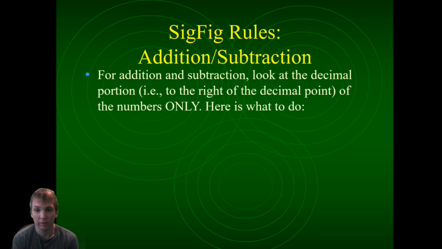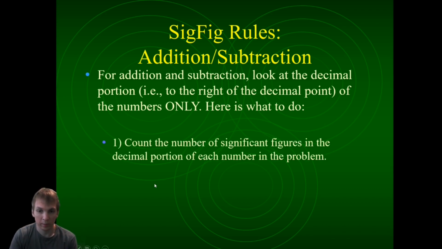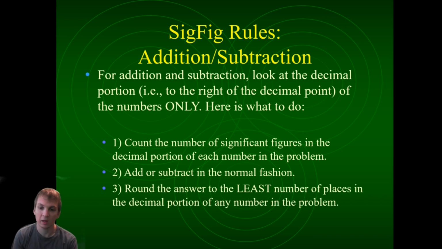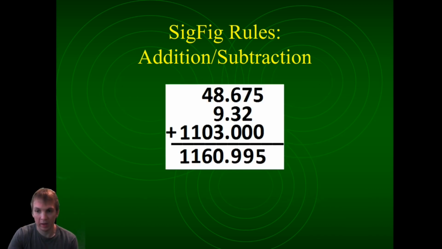So the rule is that for addition and subtraction, you want to look at the decimal portion of the numbers only. Okay, so you're only looking at the decimal portion. And here's what you do. Step 1, count the number of sig figs in the decimal portion of each number in the problem. Step 2, you're going to add or subtract the numbers in the normal fashion. You could even plug it into your calculator if you want. And step 3 is you're going to round the answer to the least number of places in the decimal portion of any number in the problem. And I'm going to give you an example of that.